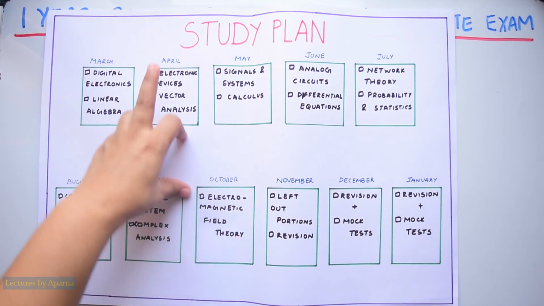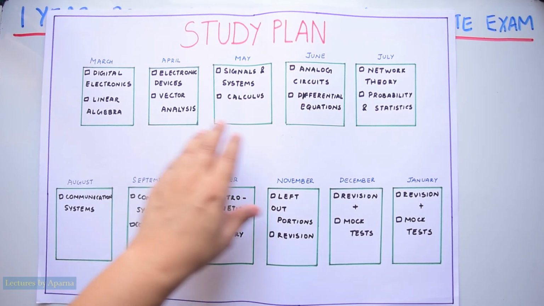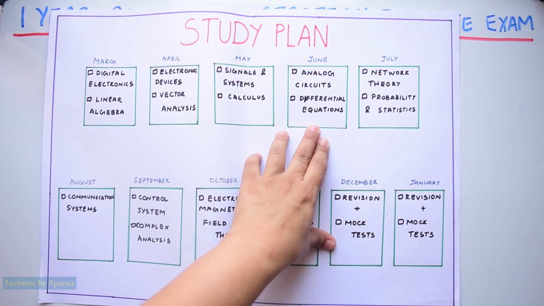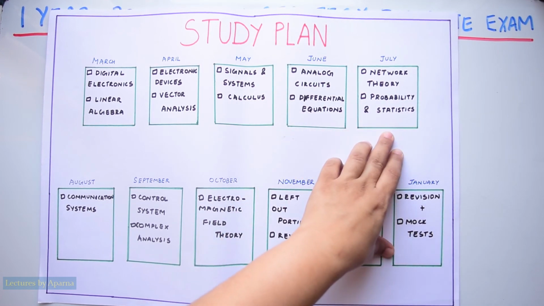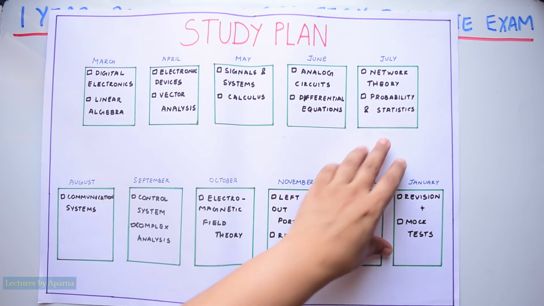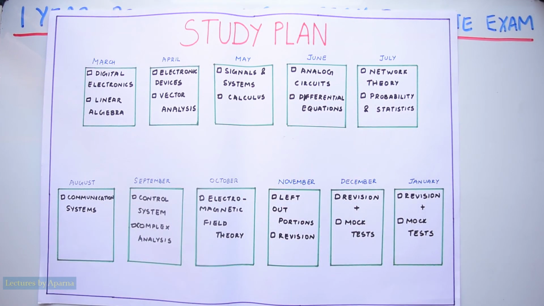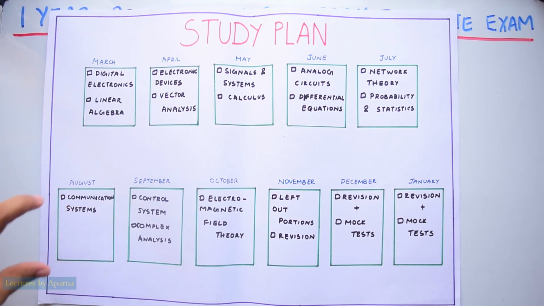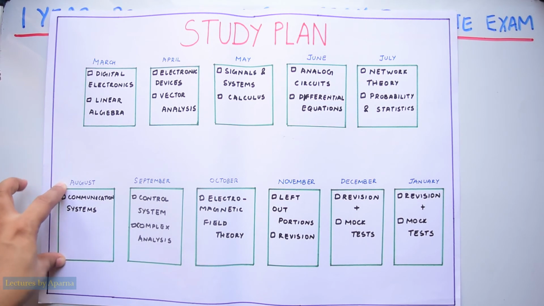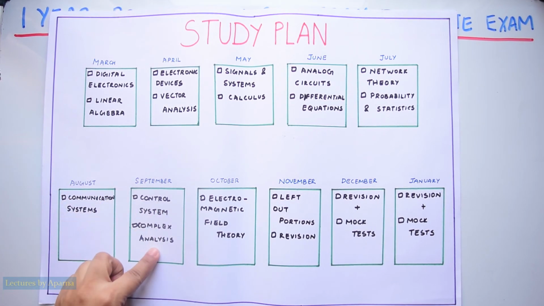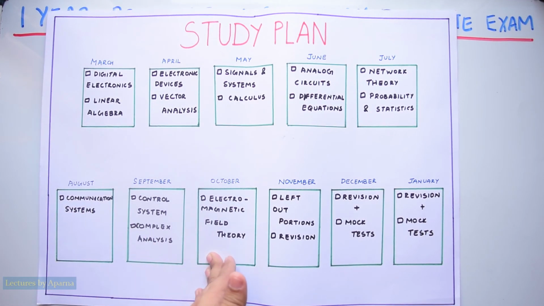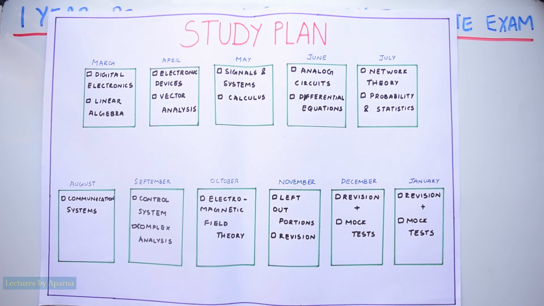In April, it is Electronic Devices and Vector Analysis. In May, Signals and Systems and Calculus. In June, Analog Circuits and Differential Equations. In July, Network Theory and Probability and Statistics. In August, Communication Systems. Since Communication Systems includes analog and digital communication, you can study that subject during the whole month of August. In September, it is Control Systems and Complex Analysis. And in October, you can study Electromagnetic Field Theory. So this is a study plan you can stick to if you are preparing for the GATE exam.